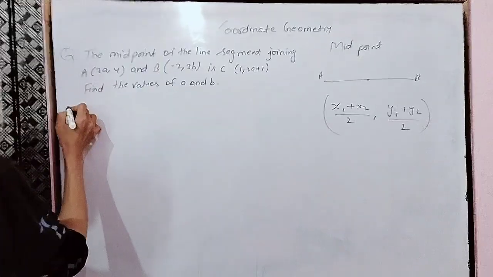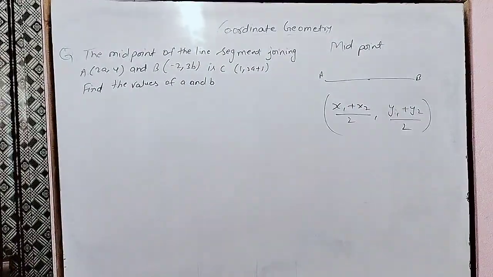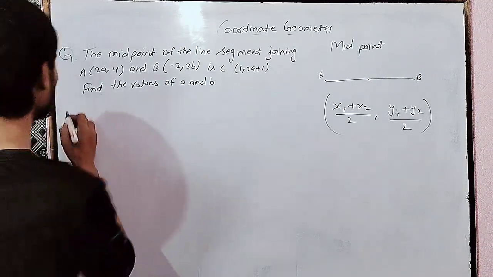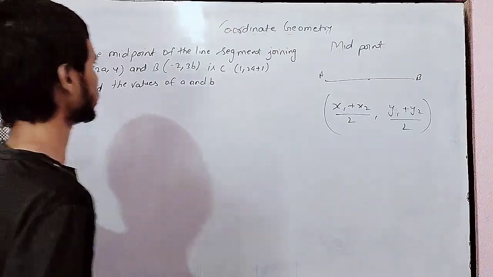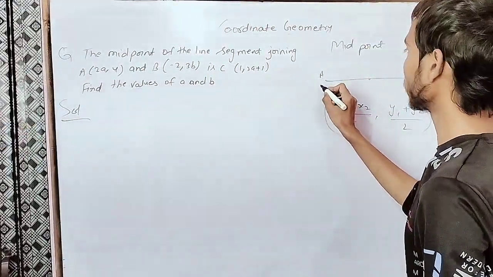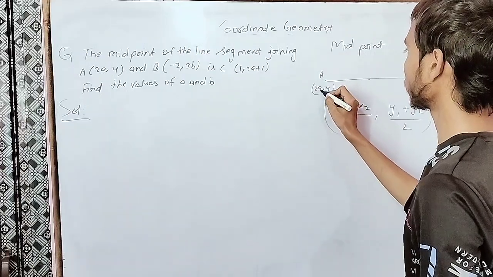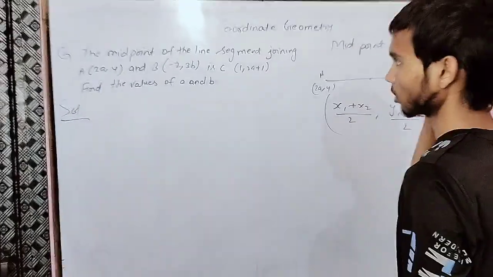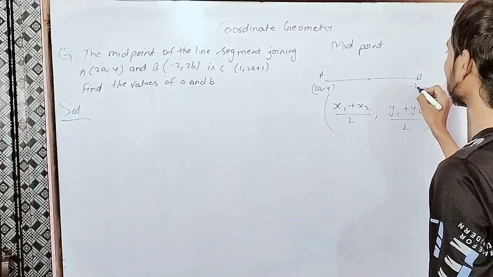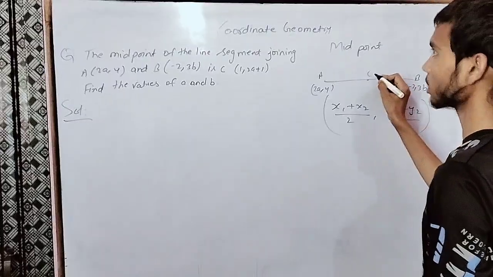Now we have this question. The question is saying you have been given two points, A and B. A is (2a, 4), B is (-2, 3b), and the midpoint is C.